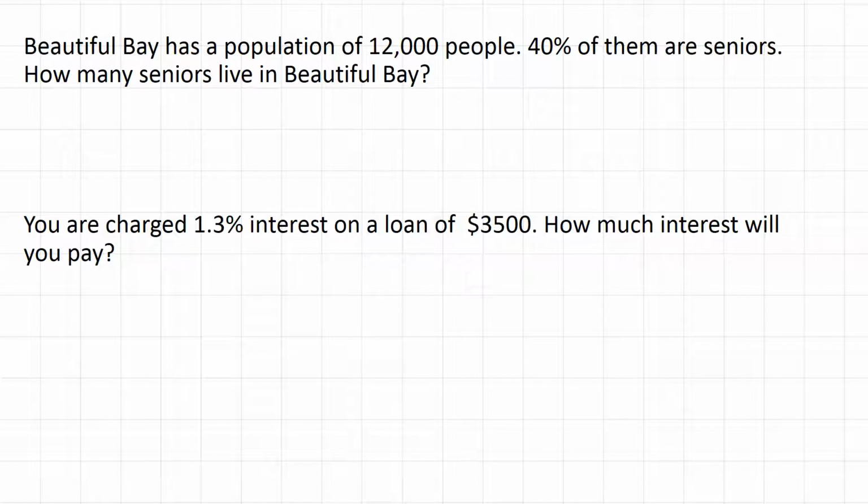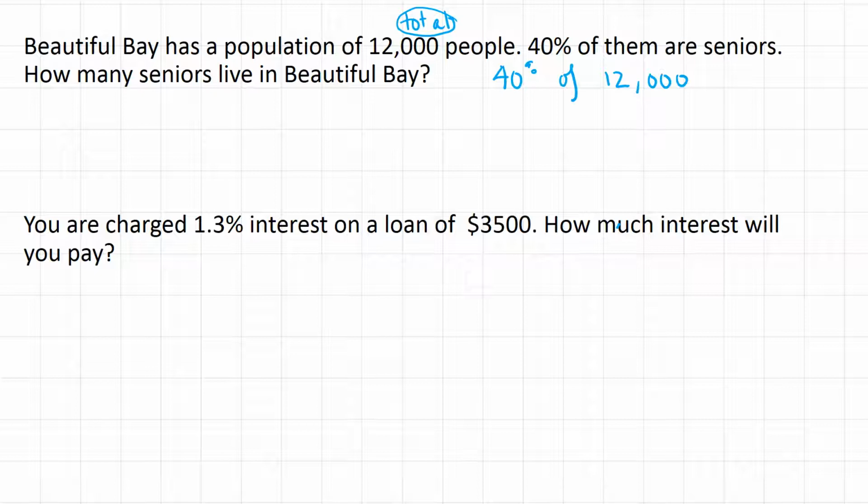So in Beautiful Bay, there are 12,000 people. 12,000 people is the total number in the town or the city. 40% of them are seniors. How many seniors live in Beautiful Bay? So the question is really asking you to calculate 40% of the 12,000 people.